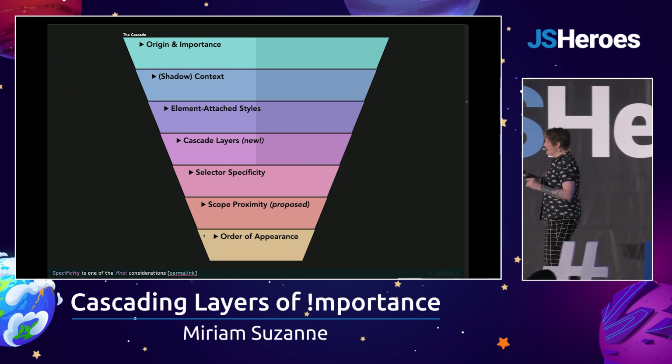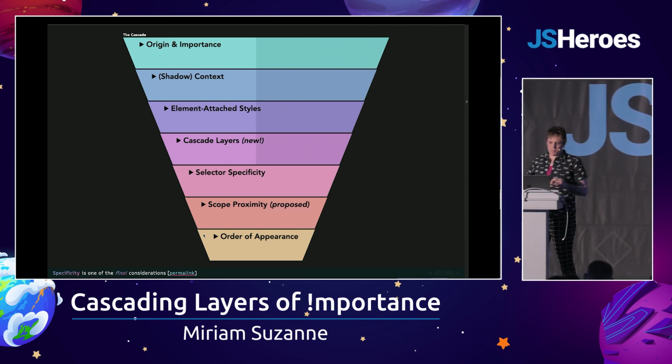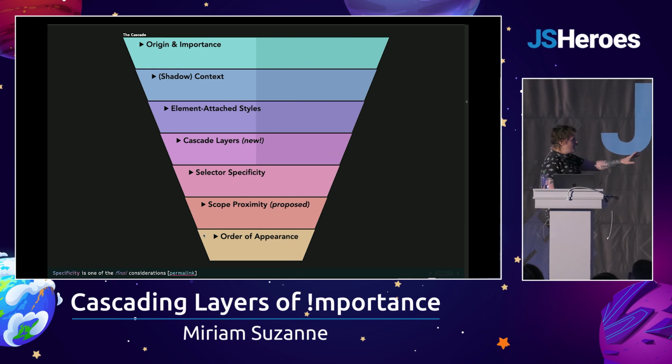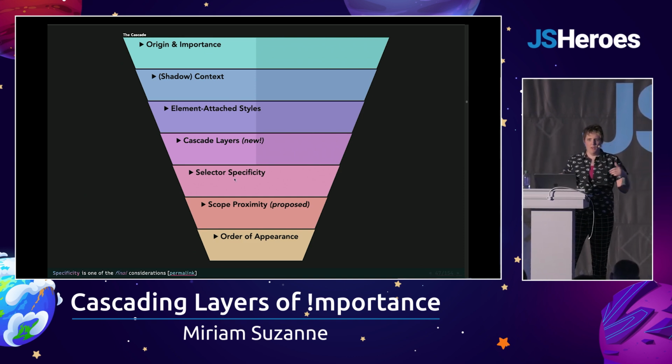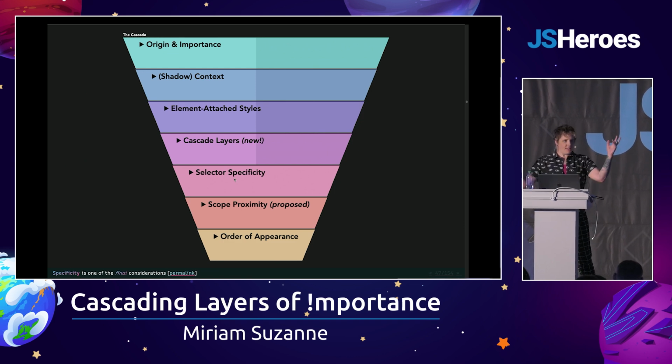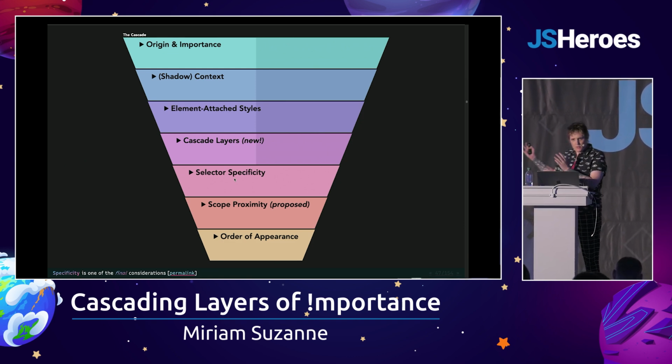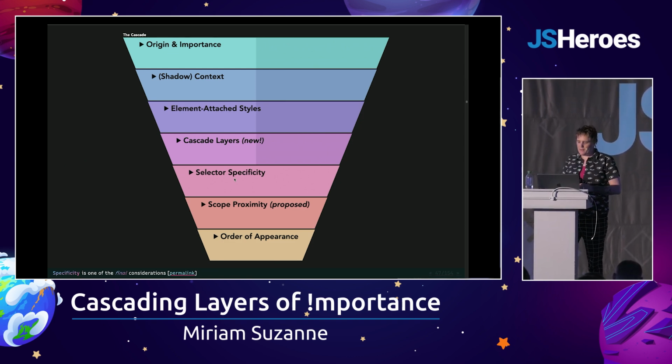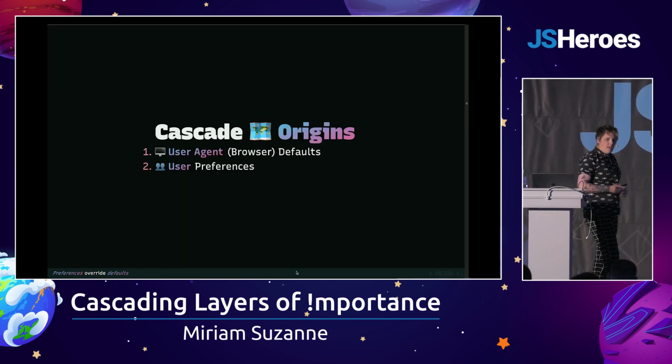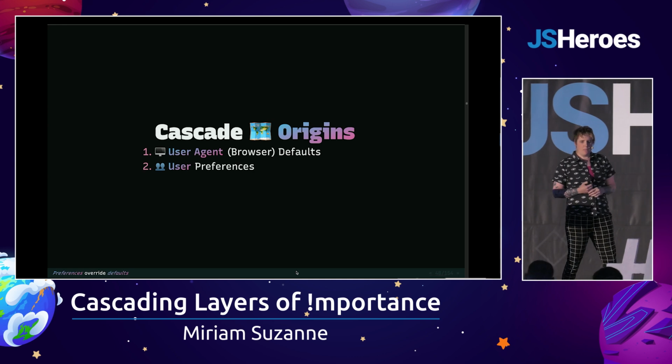So we have this whole process, and there's 7 steps now. Proximity is only in a few browsers, but coming. But we've got origins and important all the way down. You'll see selector specificity is near the end. I think a lot of people refer to specificity as the cascade. It is a step down near the end of the cascade. And then at the very end, we have order of appearance. And those are the 2 that we talk about the most.